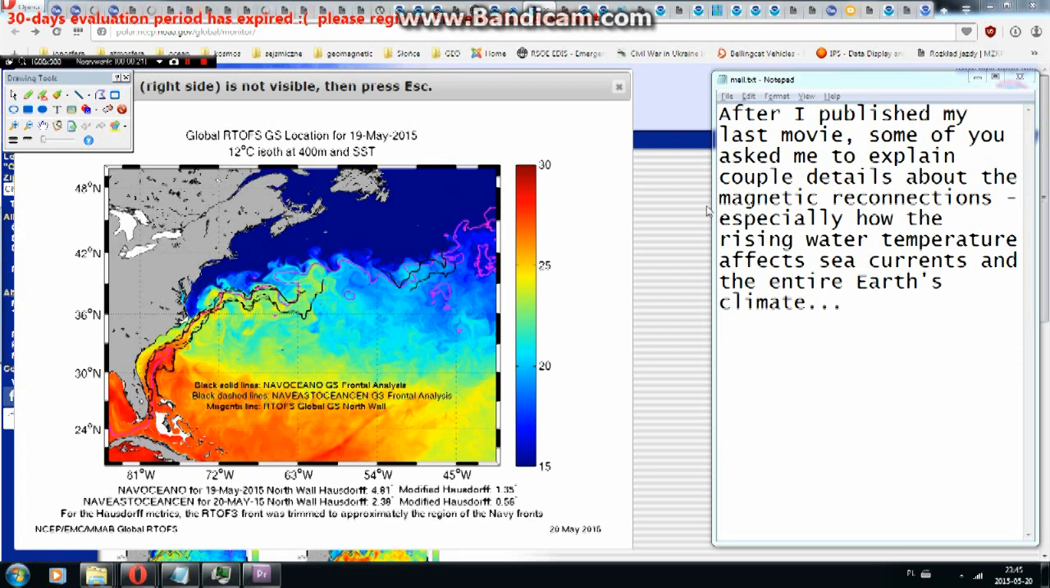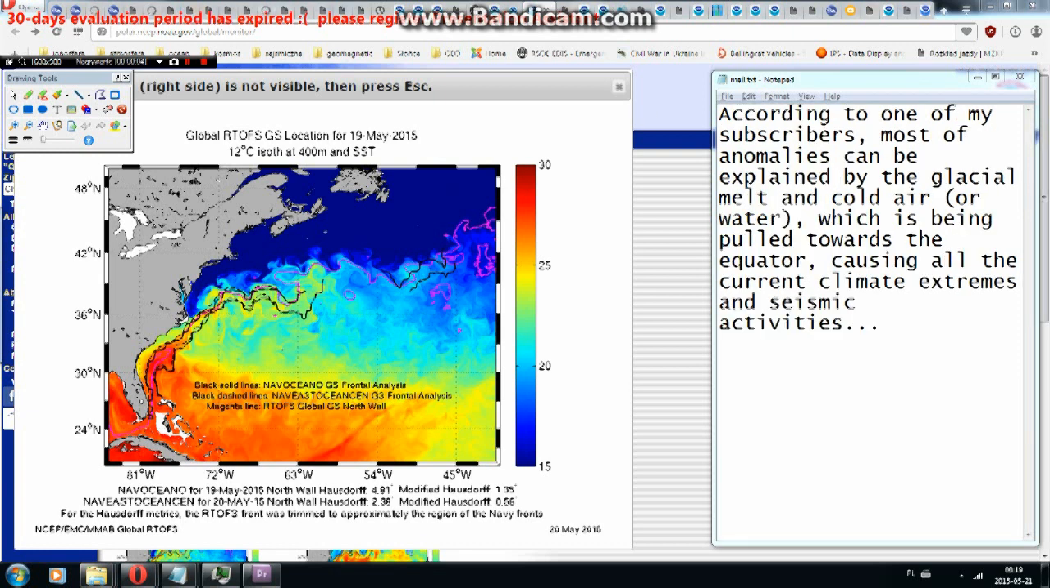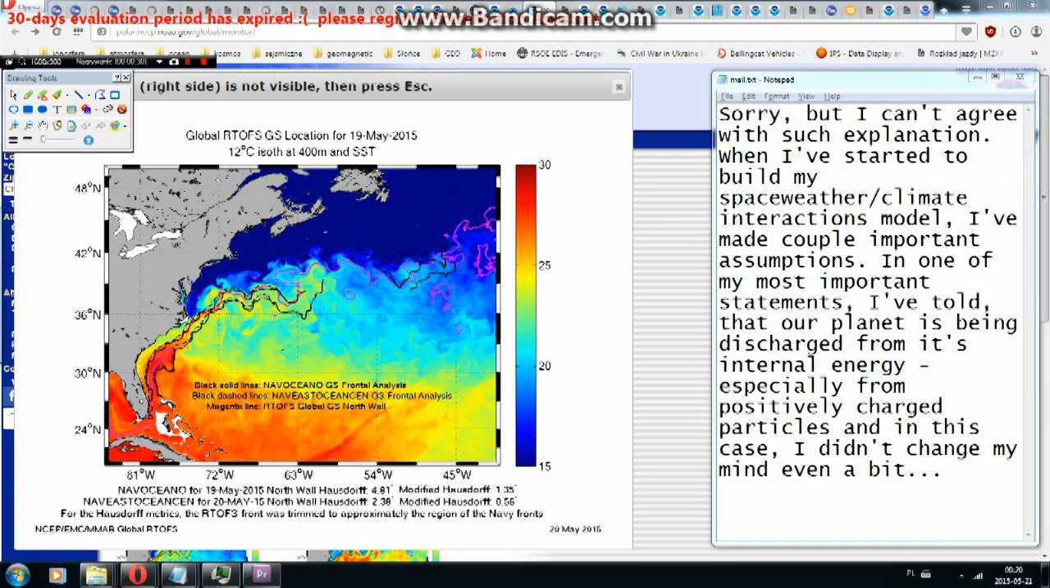entire Earth's climate. According to one of my subscribers, most of the anomalies can be explained by the glacial melt and cold air or water which is being pulled towards the equator, causing all the current climate extremes and seismic activities. Sorry, but I can't agree with such an explanation.